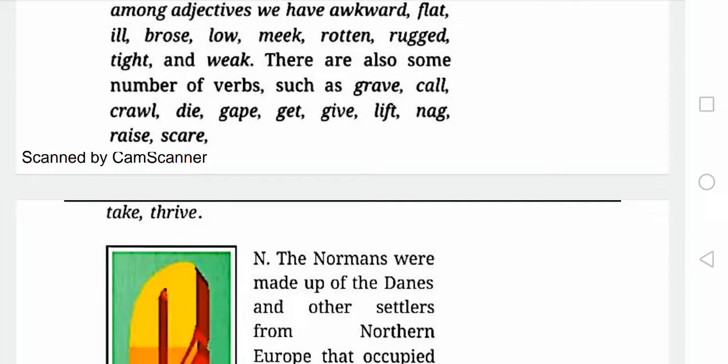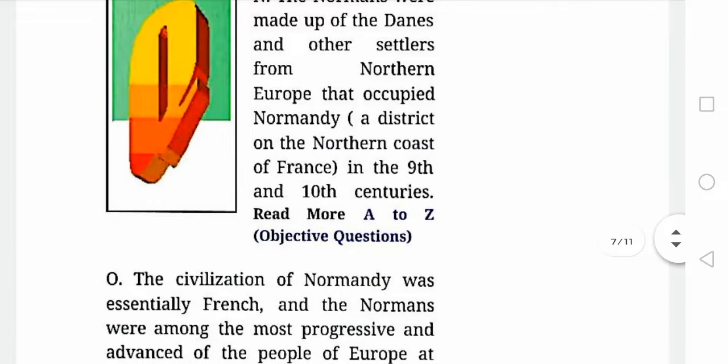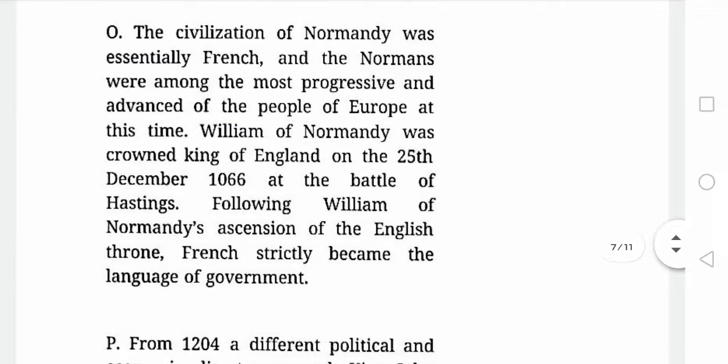Now come the Normans, who were really made up of the Danes and other settlers from northern Europe. The civilization of Normandy was essentially French, so you can see the French touch in it. And here comes William of Normandy, who was crowned King of England on 25th December 1066, after the famous Battle of Hastings.